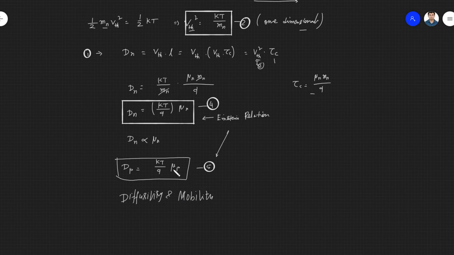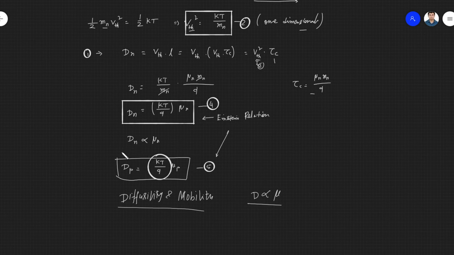And as you can see, this kT by q factor in between is constant for a particular temperature. So we can say that Dn is proportional to mu n, that is, diffusivity is proportional to mobility. So as the mobility increases for a carrier, the diffusivity also increases. It is the normal way we can feel it, but mathematically also we can see that. Einstein first derived this relation, and that's why we call it the Einstein relation.